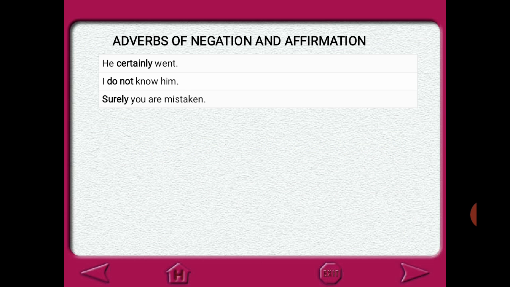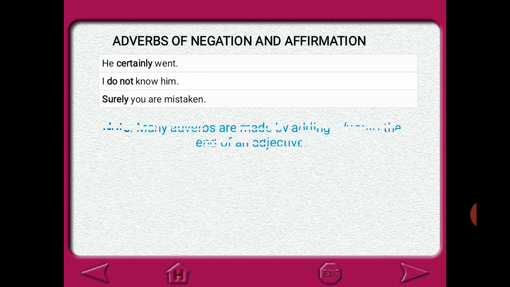Adverbs of negation and affirmation. The words are very clear to you. Negation, like in the second example here, I do not know him. This is the adverb of negation. And adverbs of affirmation are clear through the first and third examples. He certainly went. Affirmation. He certainly went, and surely you are mistaken.